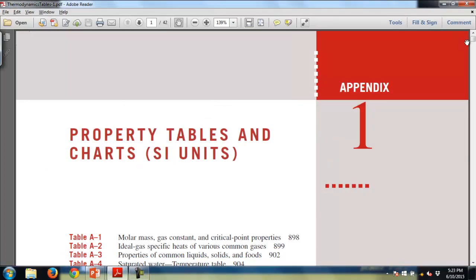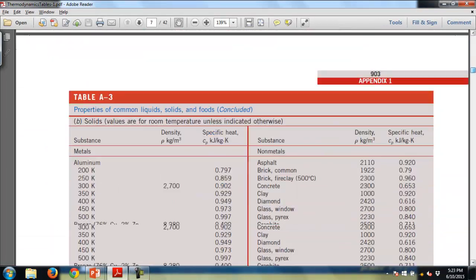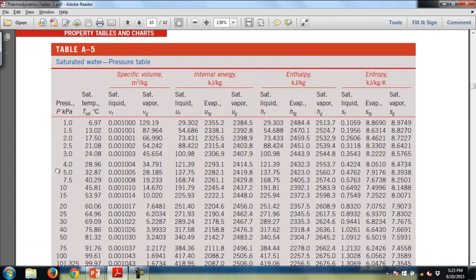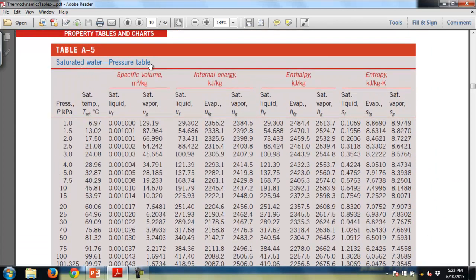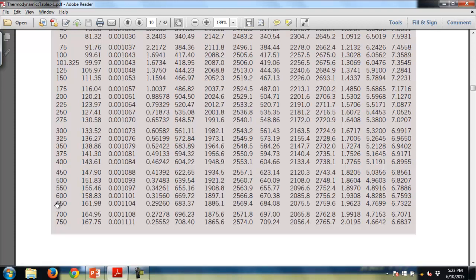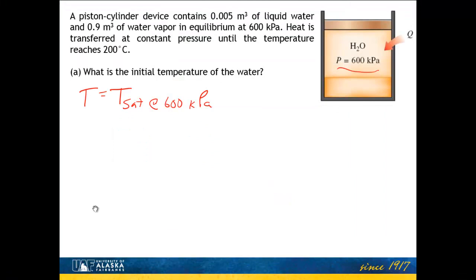And what I want to do is look up my saturation properties of water. So I'm going to scroll down here to the right table. And what we have here is saturated water as a function of pressure, the pressure table, table A sub 5. So if I look down here, there's my 600 kilopascal line, and I can just read straight across and find out what my saturated temperature is. It's 158.83. So T is 158.8 degrees Celsius. There's the answer to part A.